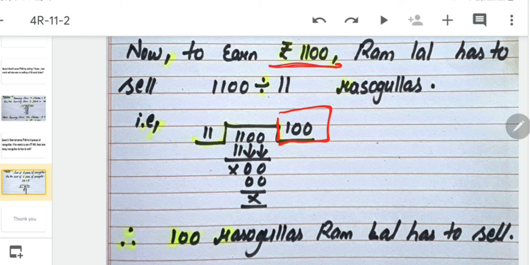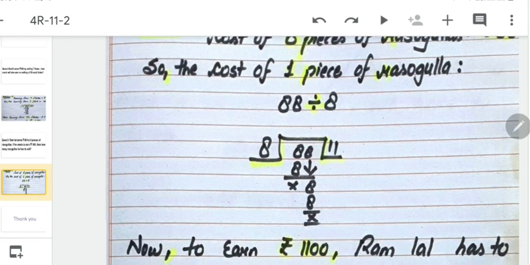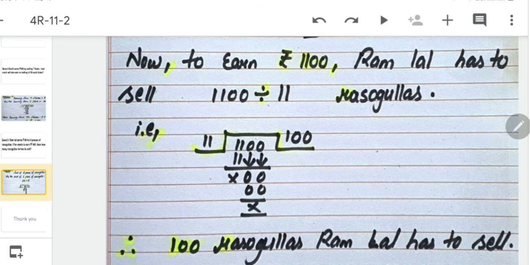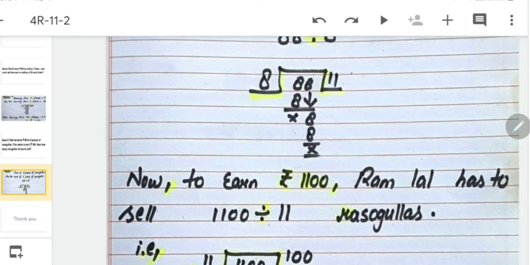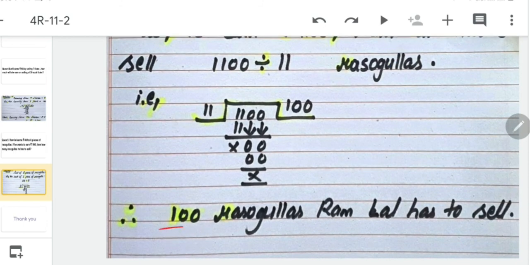Okay, you can see the first half of this question is similar. We have to find the price of one piece of rasgulla. Then we have to find the number of pieces of rasgullas by selling which Ram Lal can get rupees 1100. So to find the number of pieces, we have to divide 1100 by the price of one piece of rasgulla, that is 11. So the answer is 100 pieces of rasgullas Ram Lal has to sell to earn rupees 1100.